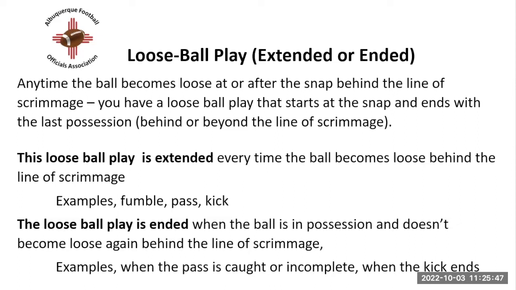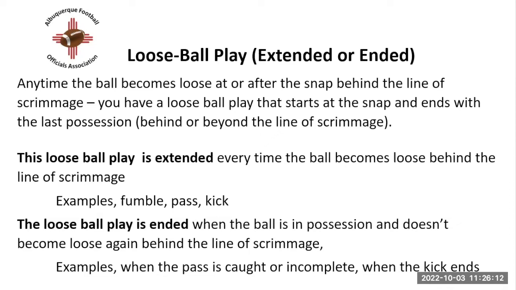That loose ball play starts at the snap and it ends with the last possession. Well, where's that possession? It could be behind or beyond the line of scrimmage. Doesn't matter. It could be either one. So the loose ball play is extended every time the ball becomes loose behind the line of scrimmage. Examples: you have a fumble, a pass, or a kick.